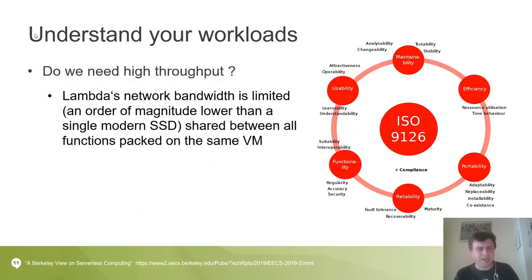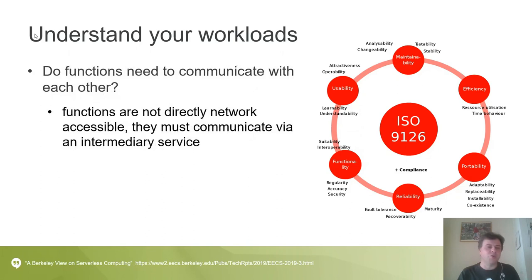Also, the question you have to ask yourself, do you need high throughput? Because Lambda network bandwidth is really limited, and it's an order of magnitude lower than a single modern SSD. And it's shared between all functions stacked on the same VM. So the throughput won't be too high and can also limit you. Another thing also, do your functions need to communicate with each other, or do you want to decouple them with a queue or API? But the functions are not directly network accessible in general. So they must communicate via some intermediary service. There you have to serialize and then deserialize things. So it costs time, it costs throughput. So generally, also a thing you have to think of.